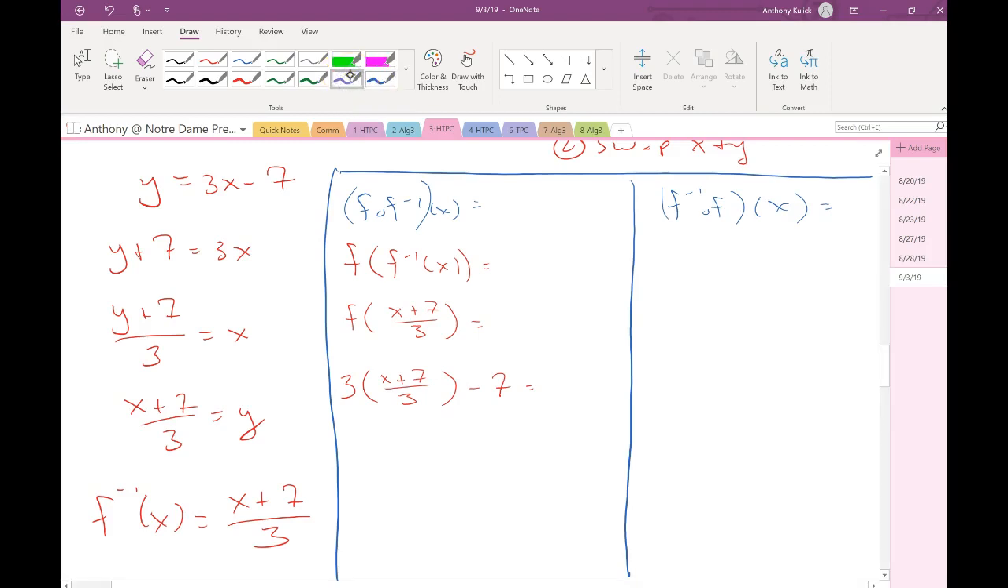And now I can simplify. So the times 3 and dividing by 3 cancel each other out.